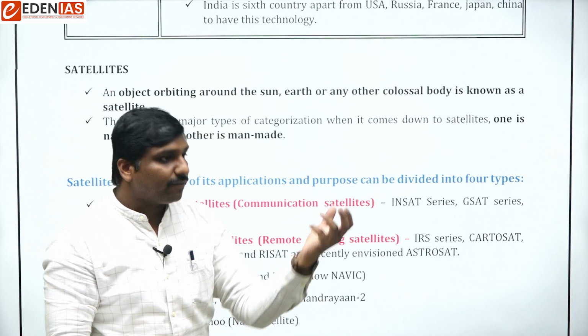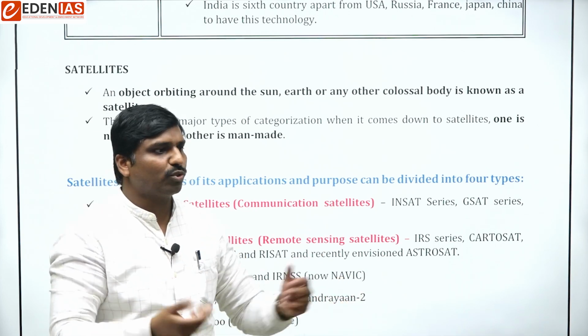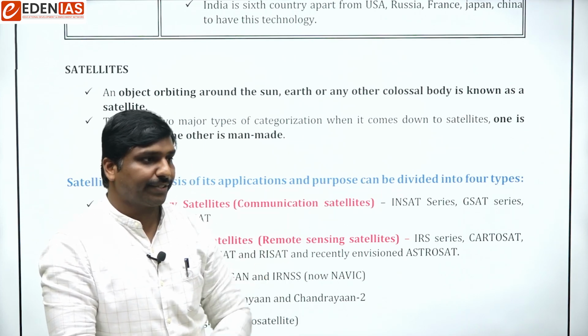Earth is a satellite of Sun. So in a similar fashion, an asteroid can be a satellite of Earth. There can be so many asteroids which revolve, so they are all nothing but satellites. Can you remember that?